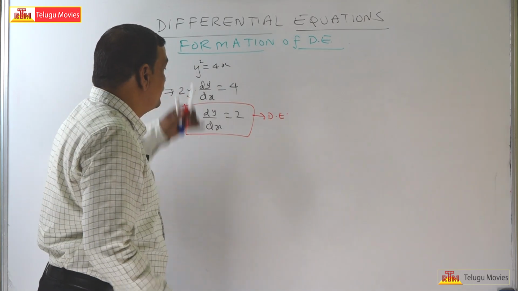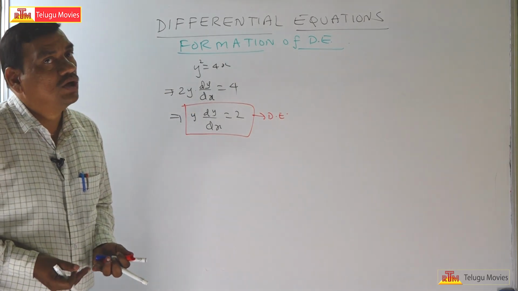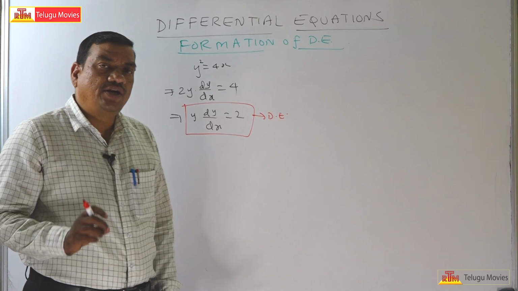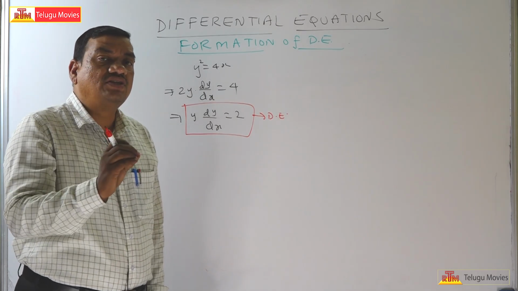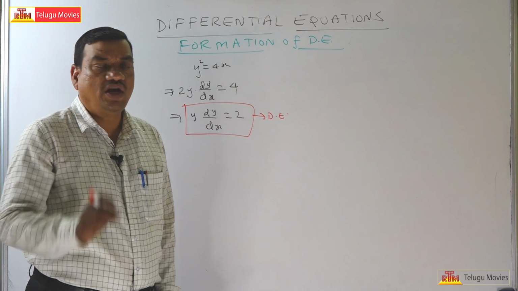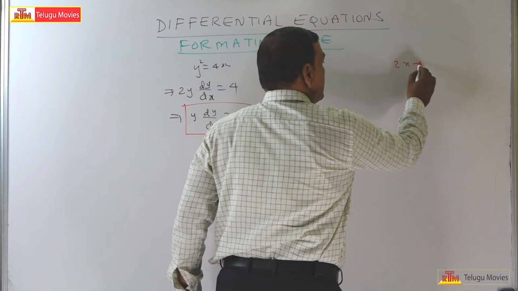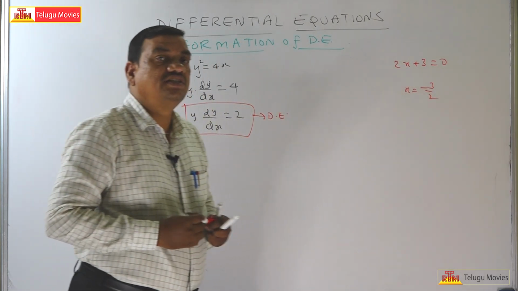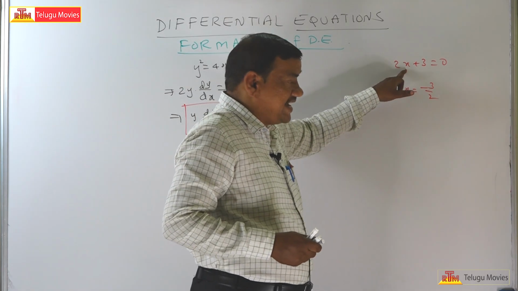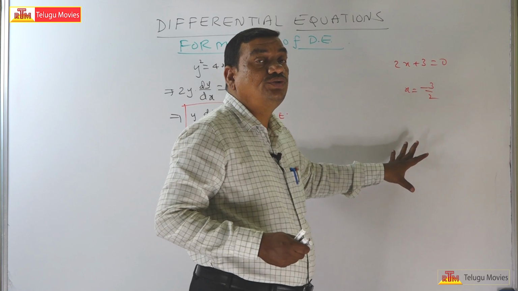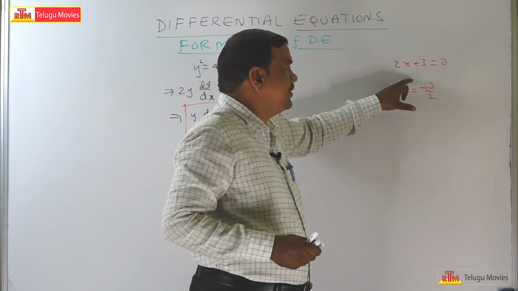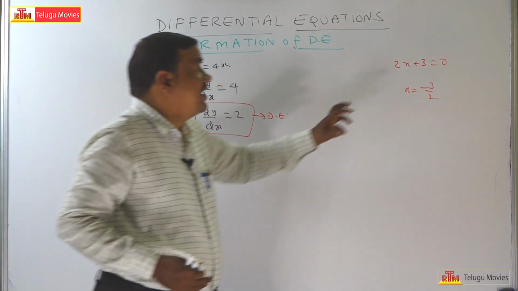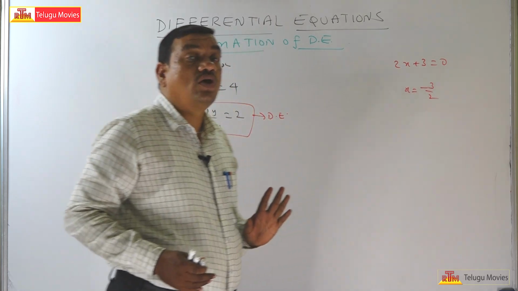That means, given an equation, if you differentiate with respect to x, you will get a differential equation. Already I told you, if any equation is there, there must be a solution for that. For example, if I say 2x plus 3 is equal to 0, then what is the solution? Minus 3 by 2. How can you say that it is a solution? In place of x, if you substitute minus 3 by 2, the equation will be satisfied. You will get 0 is equal to 0.